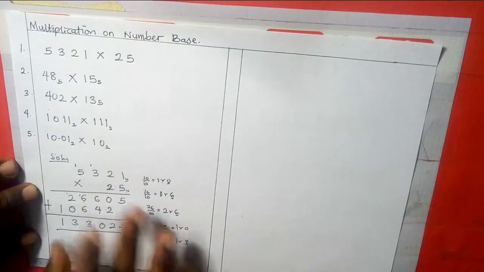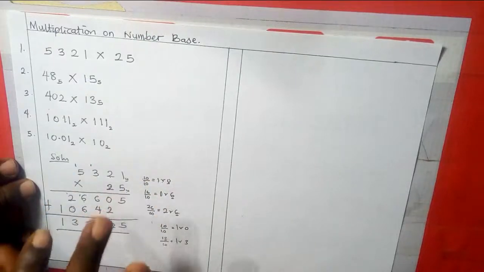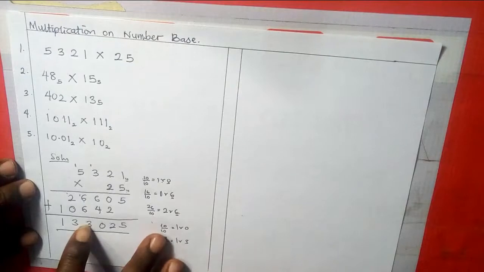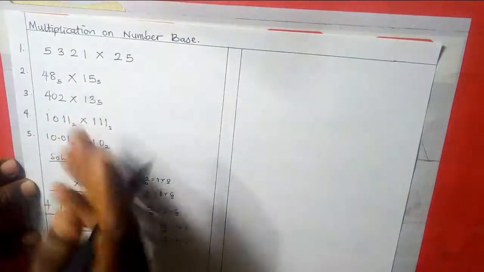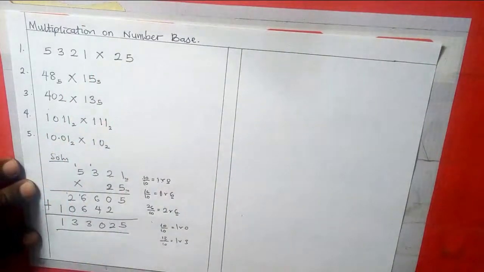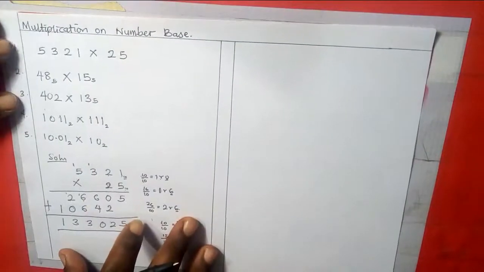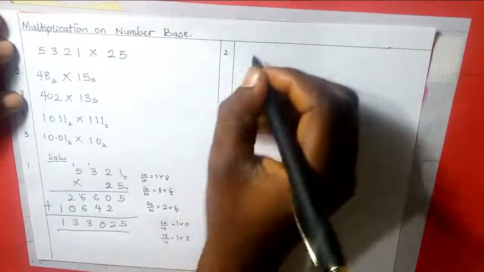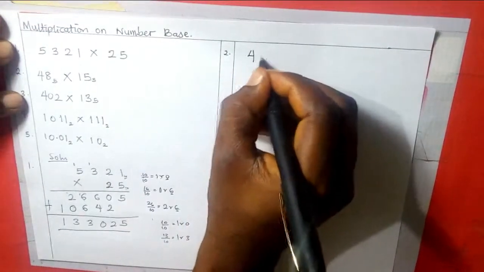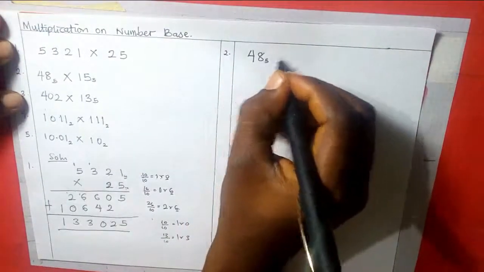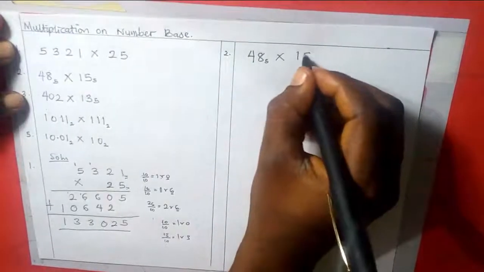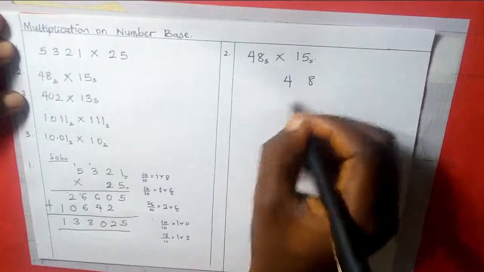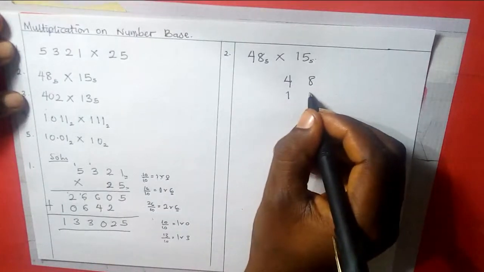This same procedure I have used in multiplying this, reminding us how we used to solve it in elementary school, is the same approach we will use when we are solving in base 5, base 2, base 3, base 8, base 12, base 16. So let's pick example number 2. I have 48 base 5 multiplied by 15 base 5. Very simple. So I have 48 times 15.